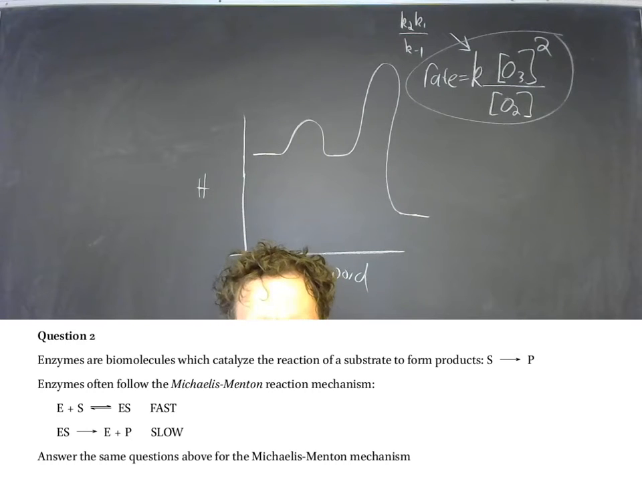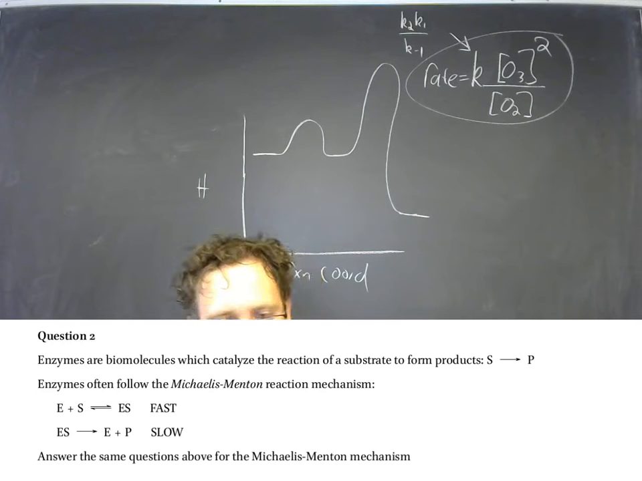Now substrate going to product does not happen at a very fast rate without the help of a catalyst or an enzyme. And so enzymes follow this mechanism. It's called the Michaelis-Menten mechanism. And first, the substrate will bind with the enzyme. This is a fast process that reaches equilibrium. And then the enzyme-substrate complex will undergo a reaction where the substrate becomes products and breaks apart from the enzyme. So that doesn't look too bad.